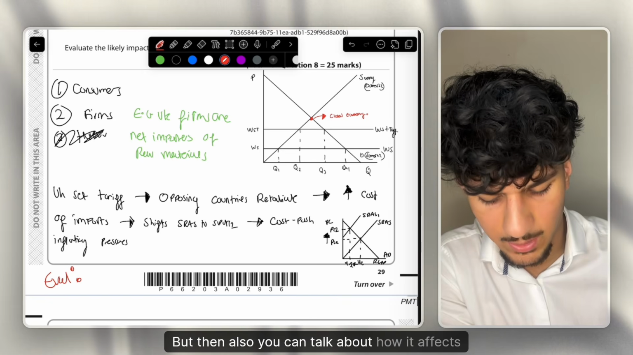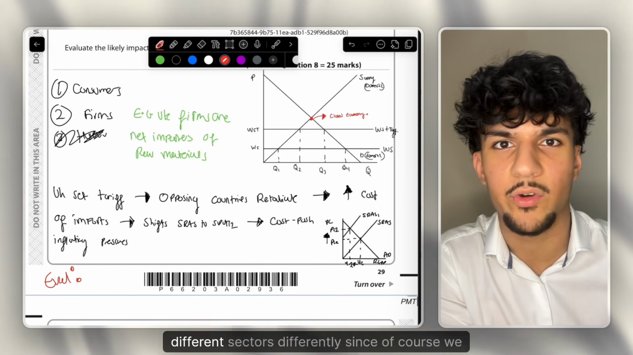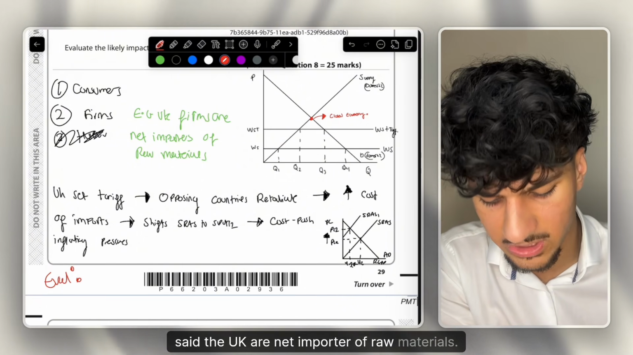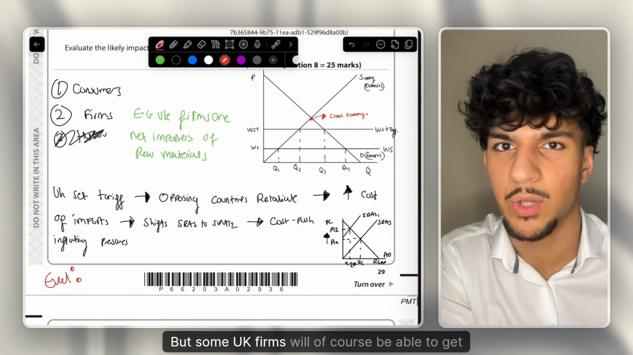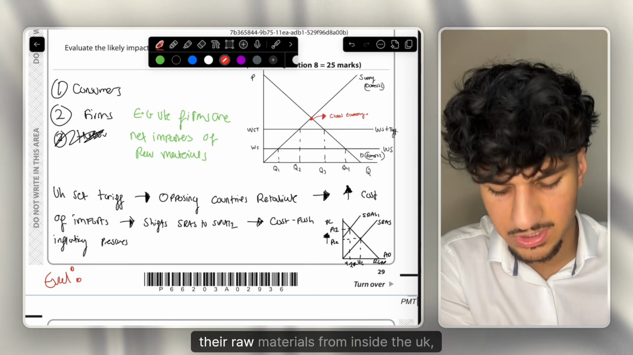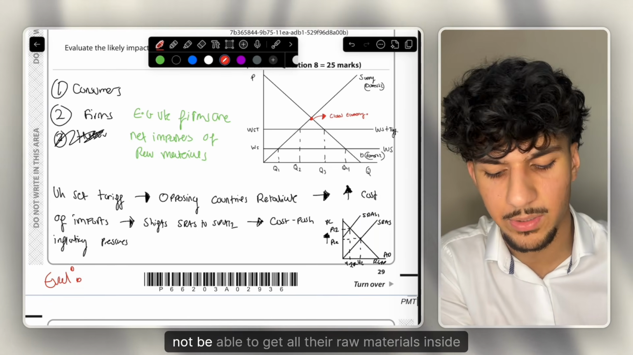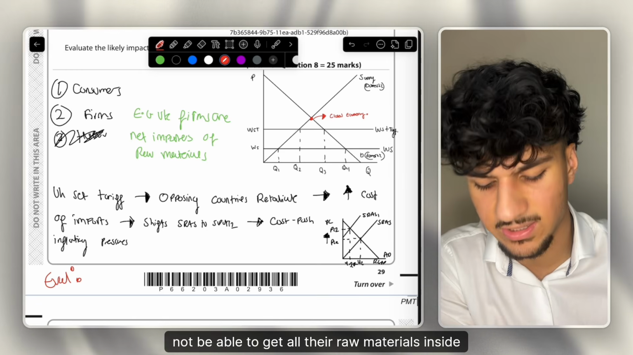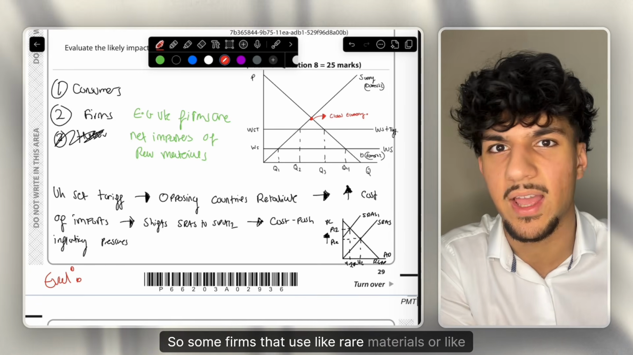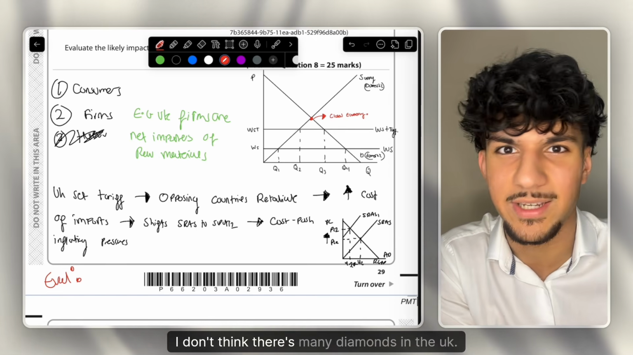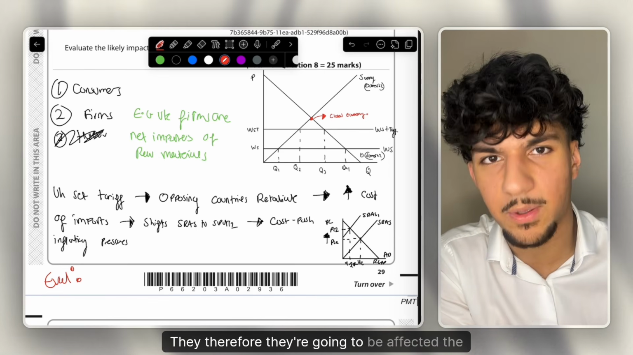But then also, you can talk about how it affects different sectors differently, since of course we said the UK is a net importer of raw materials, but some UK firms will of course be able to get their raw materials from inside the UK, whereas some firms such as pharmaceuticals will not be able to get all their raw materials inside the UK. So some firms that use rare materials, or materials like diamonds, stuff like that. I don't think there are many diamonds in the UK, therefore they're going to be affected the worst.